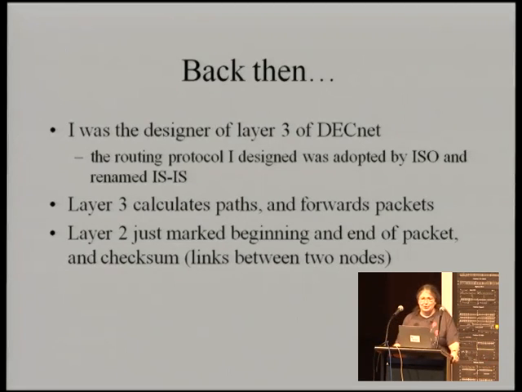And by the way, the routing protocol that I did in the 1980s is still in use in most ISPs, I've heard. ISO renamed it ISIS, which stands for Intermediate System to Intermediate System. Anyway, I'm actually way more proud of that than the spanning tree, but oh well. So layer 3 does a distributed algorithm to figure out forwarding tables in the switches so that they know how to move the packets around. And layer 2 just marked the beginning and ends of packets.